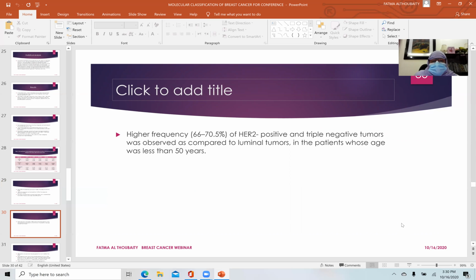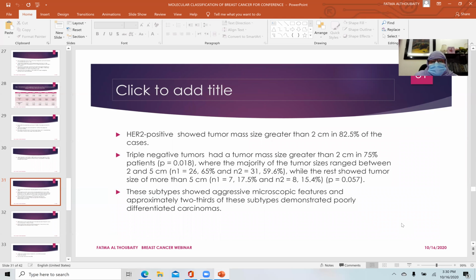A higher frequency, 66 to 70.5%, of HER2 positive and triple negative tumors was observed as compared to the luminal tumors in patients whose age was less than 50 years. HER2 positive showed tumor mass size greater than 2 centimeters in 82.5% of the cases. Triple negative tumors have a tumor mass size greater than 2 centimeters in 75% of patients, where the majority of the tumor size ranged between 2 and 5, 65 and 59%, while the rest showed tumor size of more than 5 centimeters, about 15.4%.